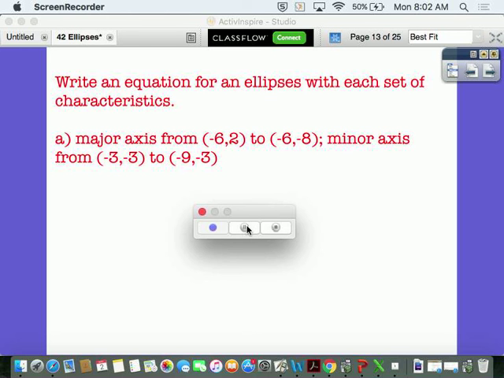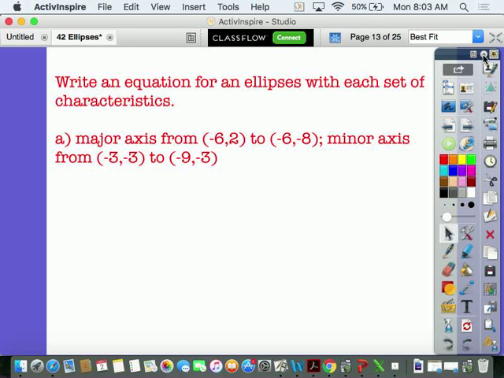This first one says that we have a major axis that goes from (-6, 2) to (-6, 8), and we have a minor axis from (-3, 3) to (-9, 3). Now what we need to notice is that for the major axis, the x's don't change but the y's do. So because the x's don't change but the y's do, this lets us know that our major axis is going to be vertical and our minor axis is going to be horizontal. Because again, the y's are the ones that change for our major axis and our x's are the ones that change for our minor axis.